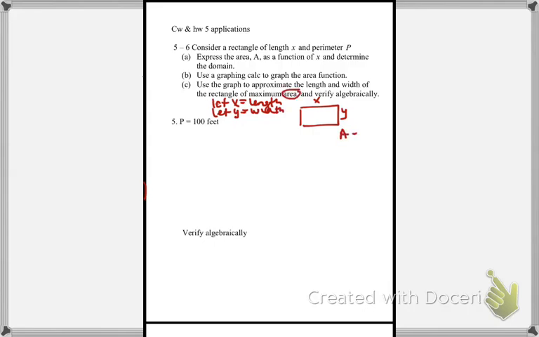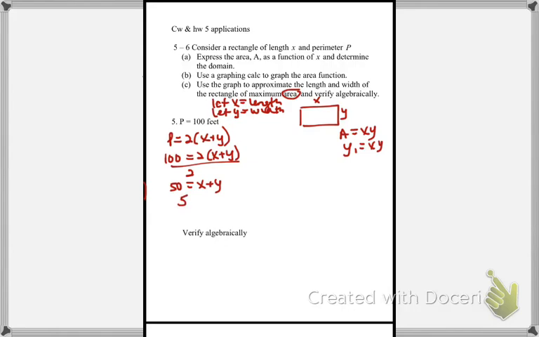So our area is going into our y1, and we're having a perimeter in which we use 100 feet. And we established our perimeter formula as 2 times x plus y, 2x plus 2y, and we factored out the 2. In this case, our perimeter is equal to 100. So we divide by 2, and we solve for y. And you substitute into this one.